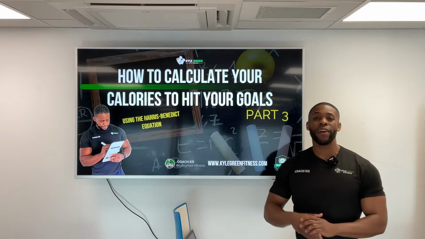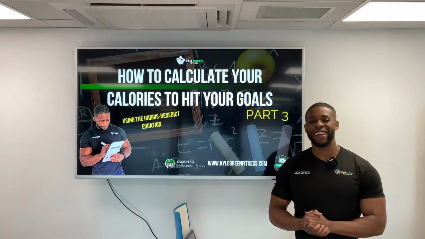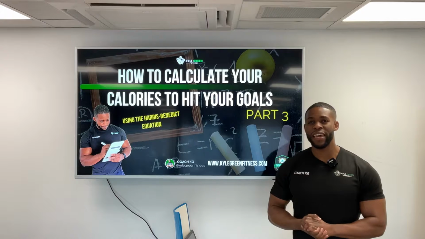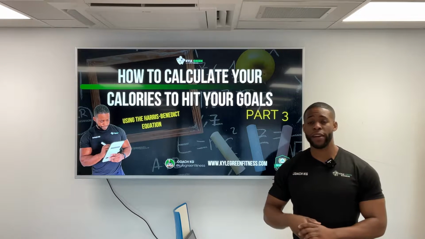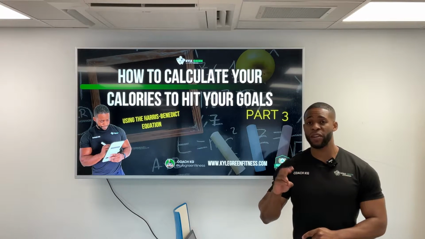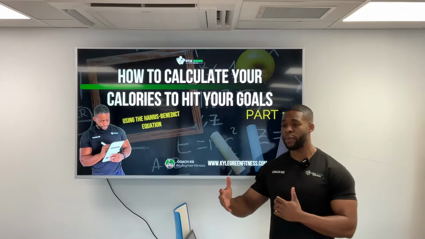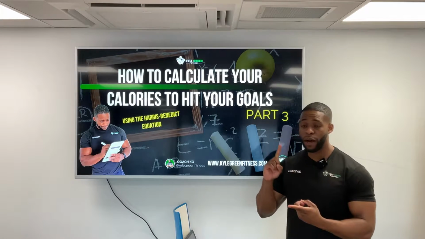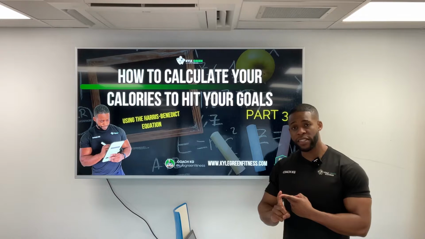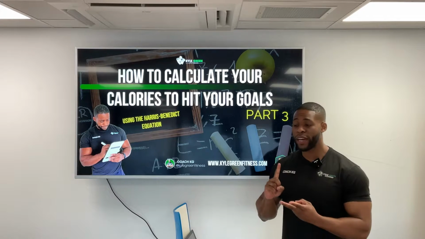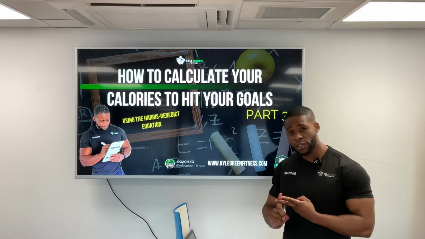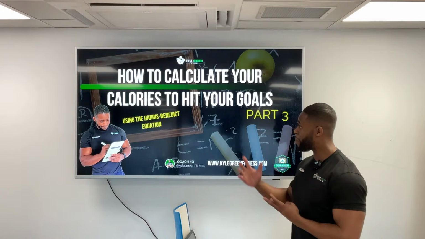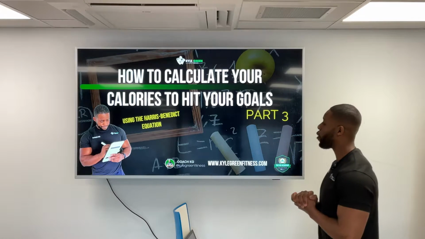Okay guys, so we are in part 3 of the how to calculate your calories to hit your goals series. If you've just stumbled upon this video, please go back and look at part 1 and part 2 first, because it's important we follow the linear order that we've set out. In part 1 we worked out your calories for maintenance to stay at the same weight, then your calories for fat loss, and now in part 3 we look at your calories for muscle gain.